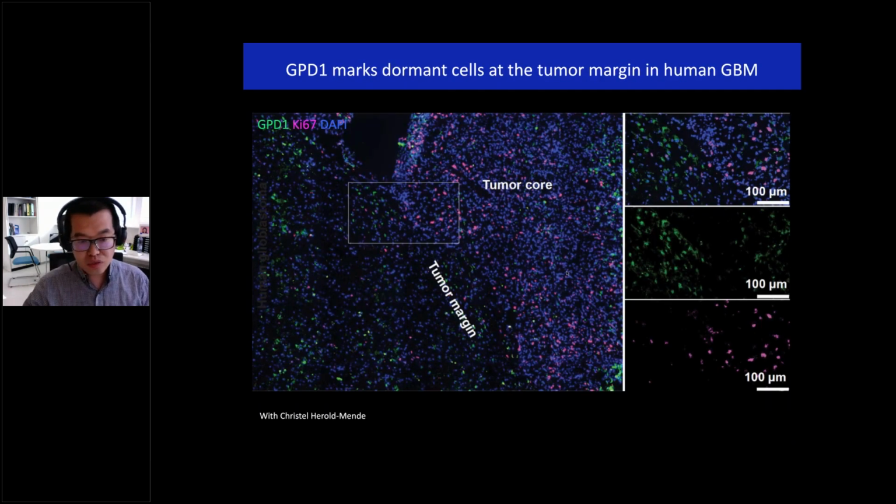And the same in human tumor. This is the tumor we got from Krista Hermendo here. You see the tumor box stained with Ki67, and these cells are not proliferating in vivo. And again, they are at the tumor border.